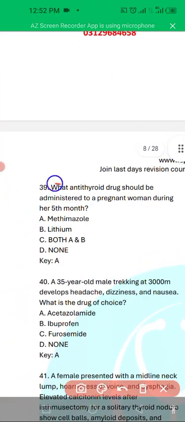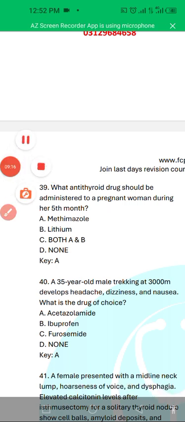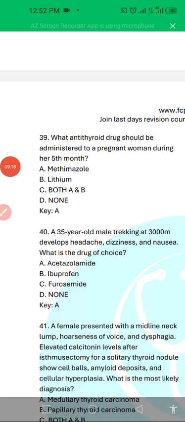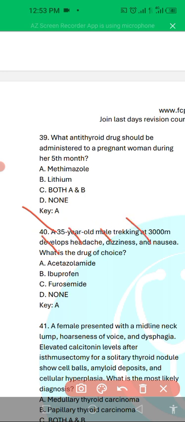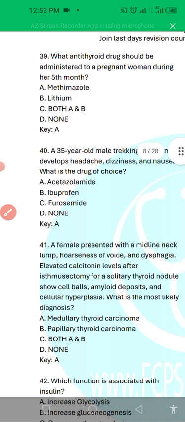What antithyroid drug should be administered to a pregnant woman during her fifth month? That is methimazole, given to the pregnant woman in the fifth month. Next one is a 35-year-old male patient having headache, dizziness, nausea. What is the drug of choice for this condition? The drug of choice for this condition is acetazolamide, given to the patient.